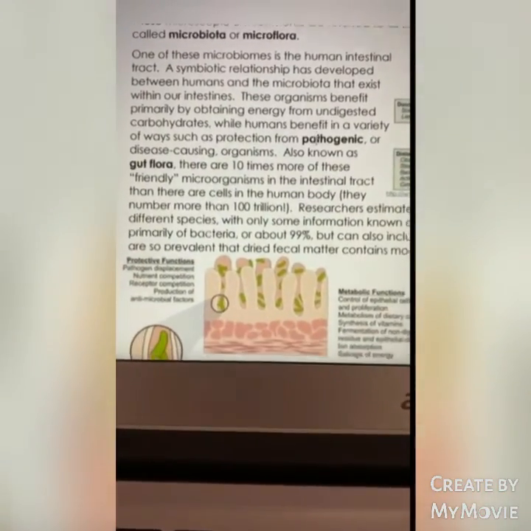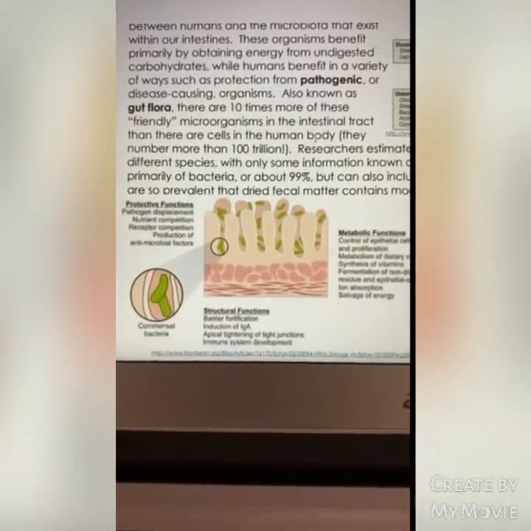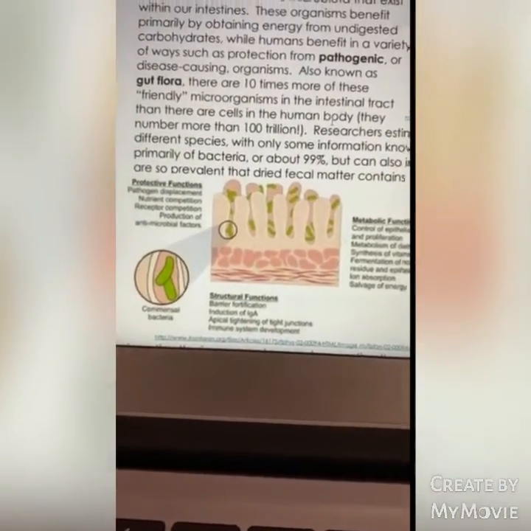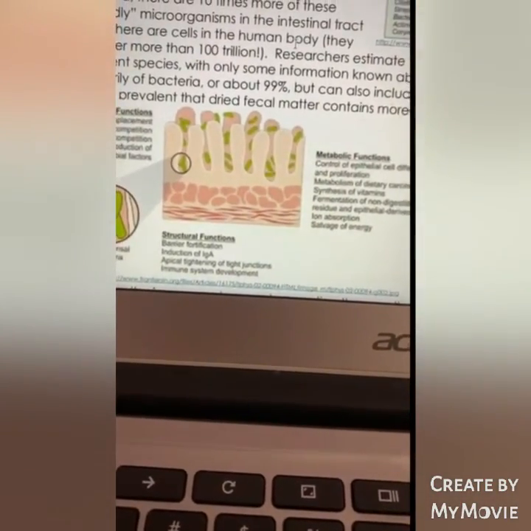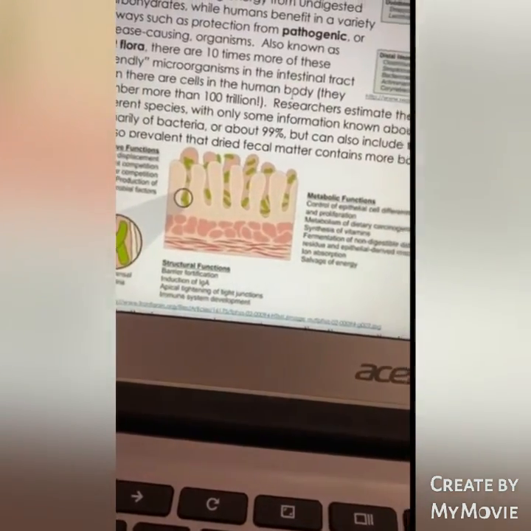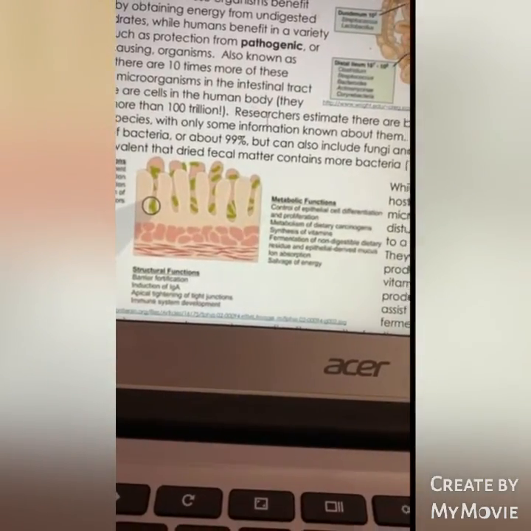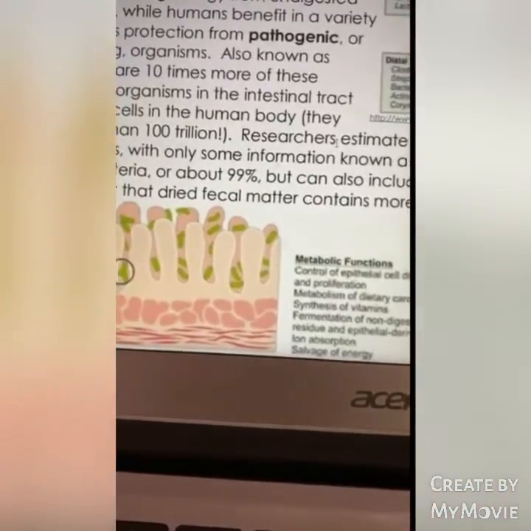A symbiotic relationship has developed between humans and the microbiota that exists within our intestines. These organisms benefit primarily from obtaining energy from undigested carbohydrates, while humans benefit in a variety of ways, such as protection from pathogenic or disease-causing organisms. Known as gut flora, there are 10 times more of these healthy microorganisms in the intestinal tract than cells in the human body. They number more than 100 trillion.